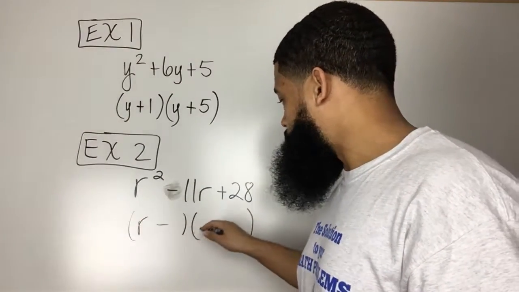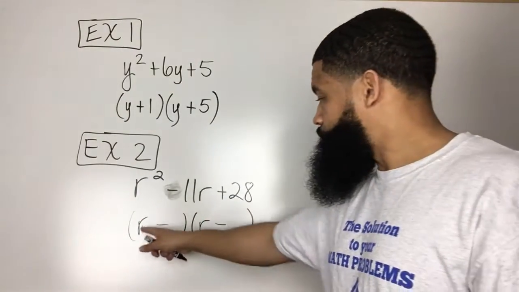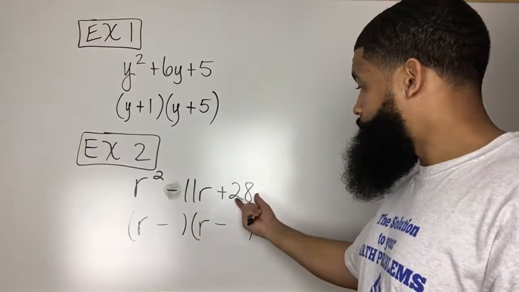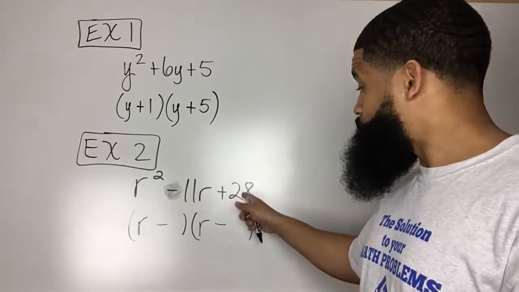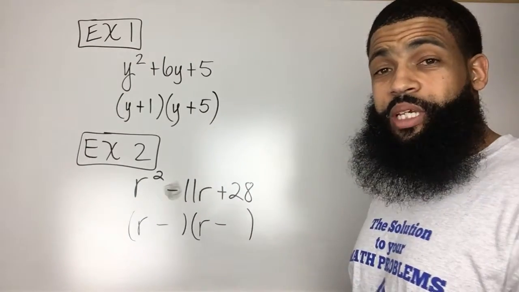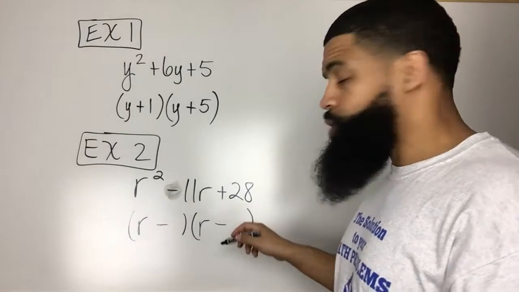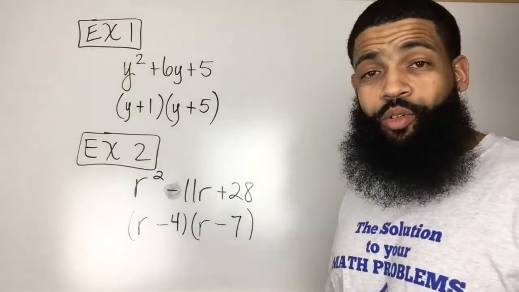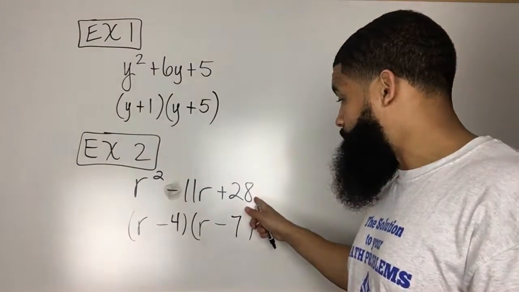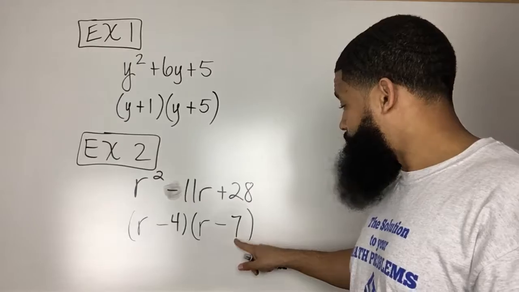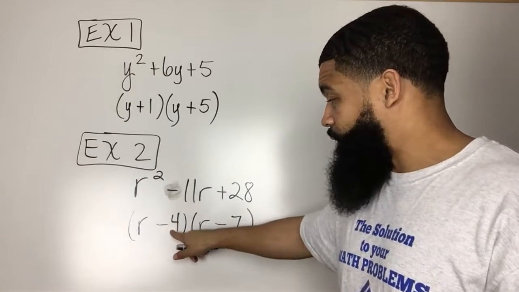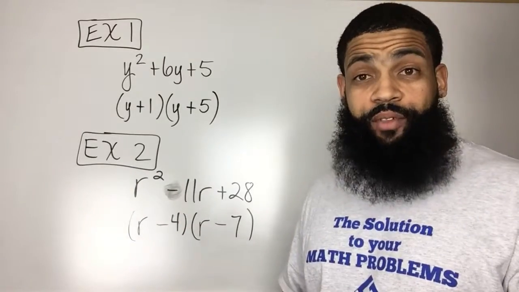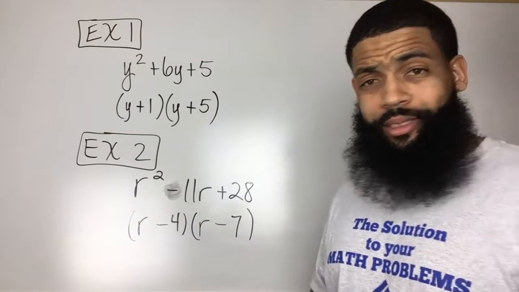So here is r and r there, because the only two factors that I can multiply to get r squared is r times r. Here, I need to figure out what two factors of 28 I can add together to give me 11. I'm going to do 4 and 7, because I know that 4 times 7 is equal to 28, but 4 plus 7 is equal to 11. And in this case, if I have negative 4 plus negative 7, that will give me negative 11 when I add those together. And I'll show you why in just a minute.